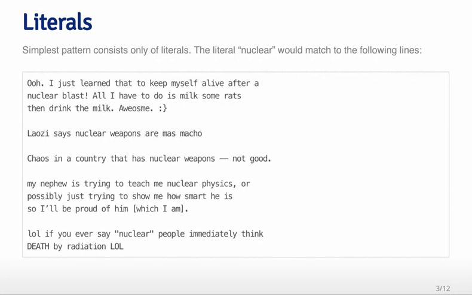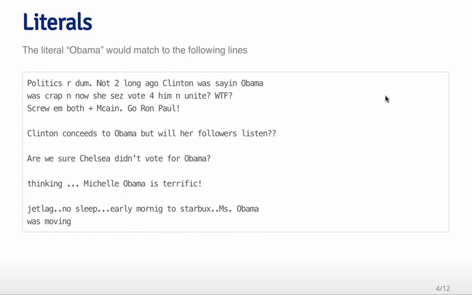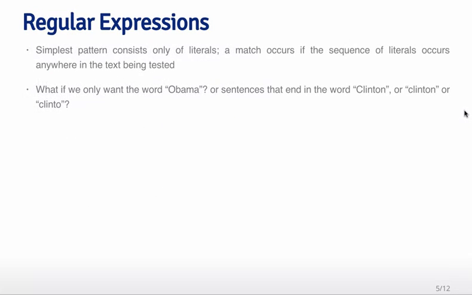Here's an example of what I mean by literals. Literals consist of words that match exactly. For example, the literal nuclear would match all of these lines because nuclear appears in this line, this line, this line, this line, and this line. That's the exact letters matching in all of those different lines. The literal Obama would match all of these lines because it appears here, here, here, here, and here. So you can find it in each of these different lines and match exactly what you've observed.